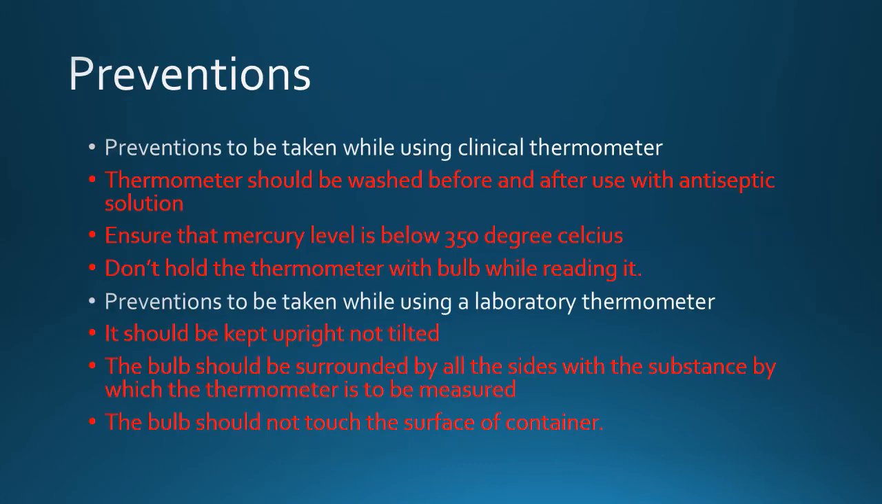Now about the precautions to be taken while using clinical and laboratory thermometers. Laboratory and clinical thermometers should be washed before and after use with an antiseptic solution. Their mercury level should always be below 35 degrees Celsius, and don't hold the thermometer by the bulb while you read it. A laboratory thermometer should be kept upright, not tilted, and it should be surrounded on all sides by the substance whose temperature is to be measured, and the bulb should not touch the surface of the container.